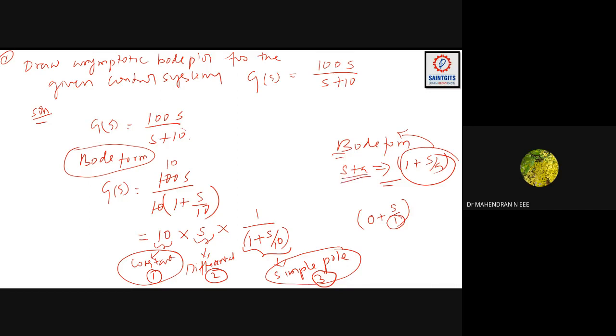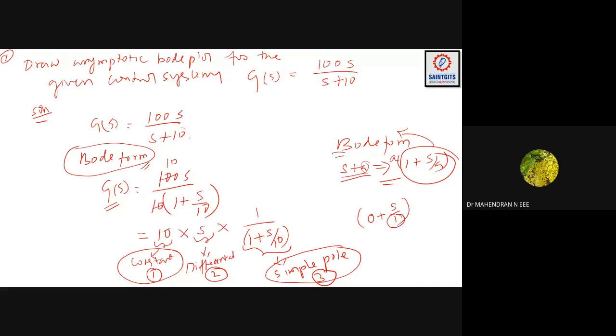If it is s plus a, then it should be converted as a times (1 plus s divided by a). You take the constant a outside, and automatically 1 plus s by a will come. We have to do this process for G(s), and after getting the Bode form we will get three terms in this problem: a constant, a differential function, and a simple pole function.